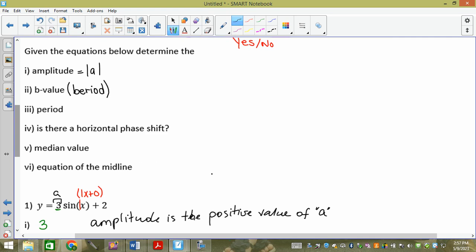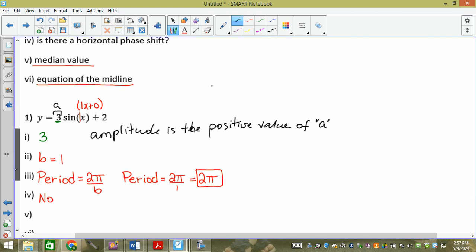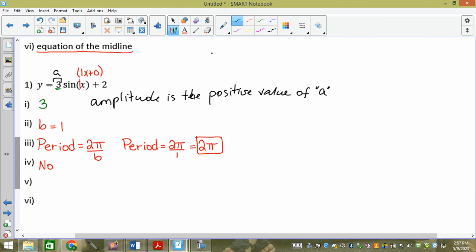So we need the median value, and then we need the equation of the midline. What is the D of this one? It's 2, right? So this one here is the median value. This one here is the midline. The median value is just the number, so it's 2. What's the midline? Y equals 2. So one is just a value, and one is a Y equals line.